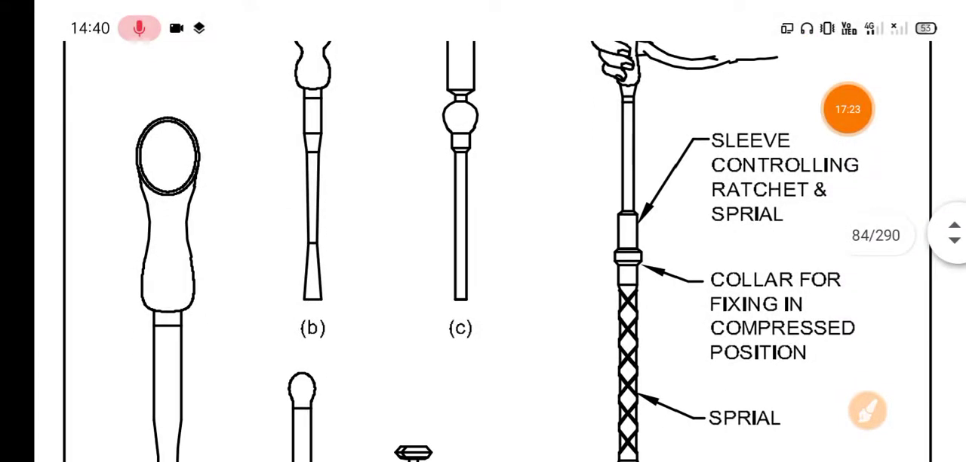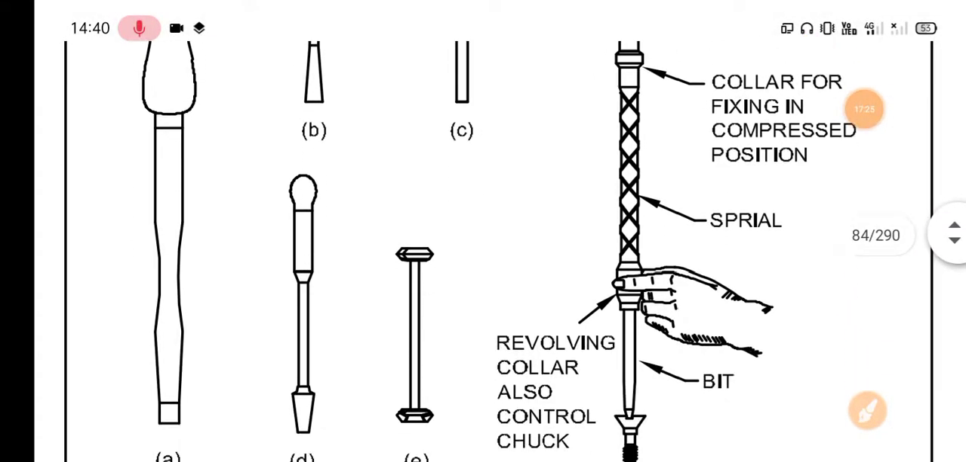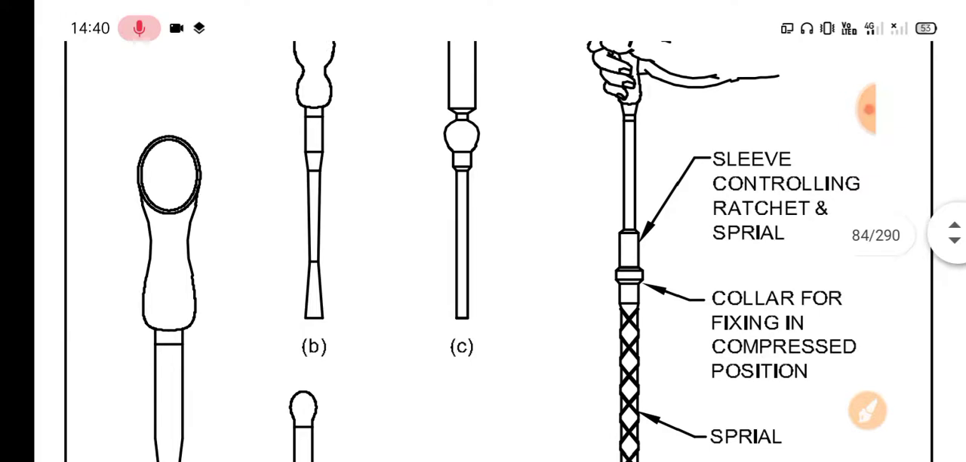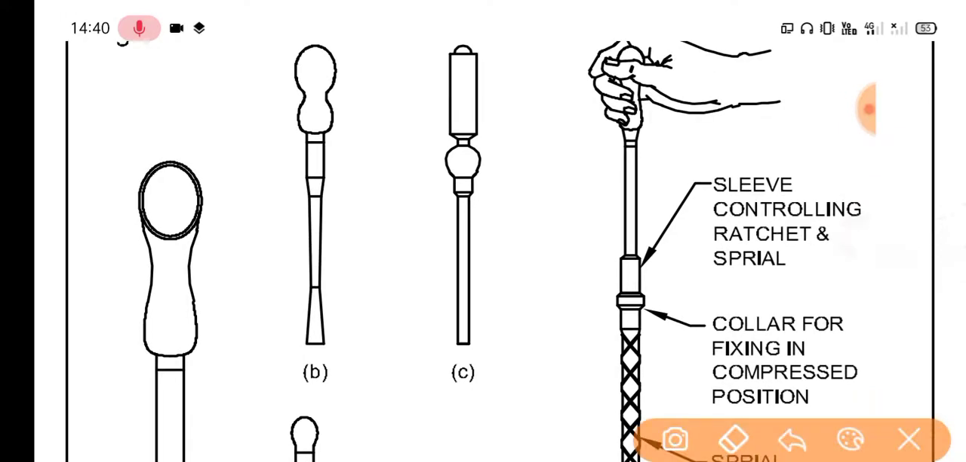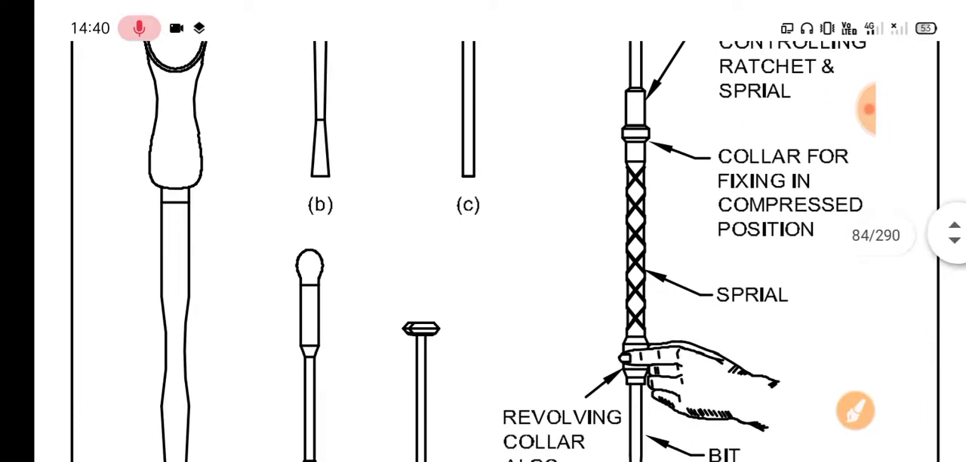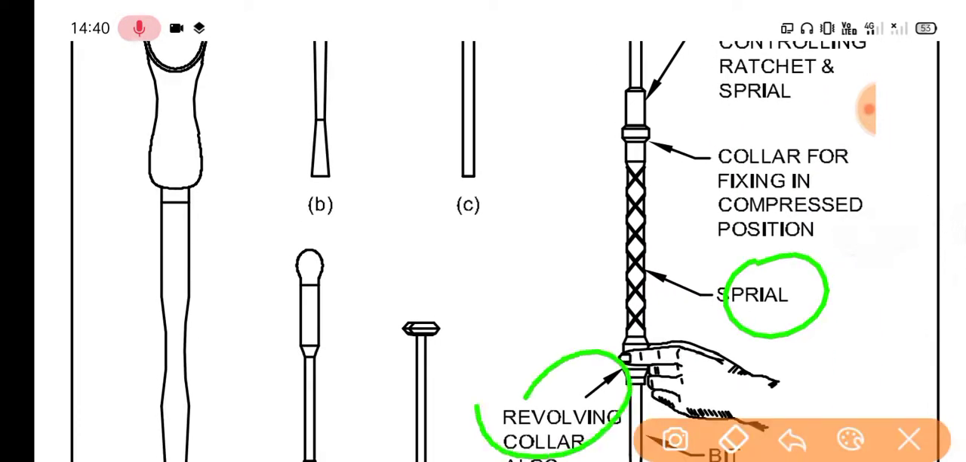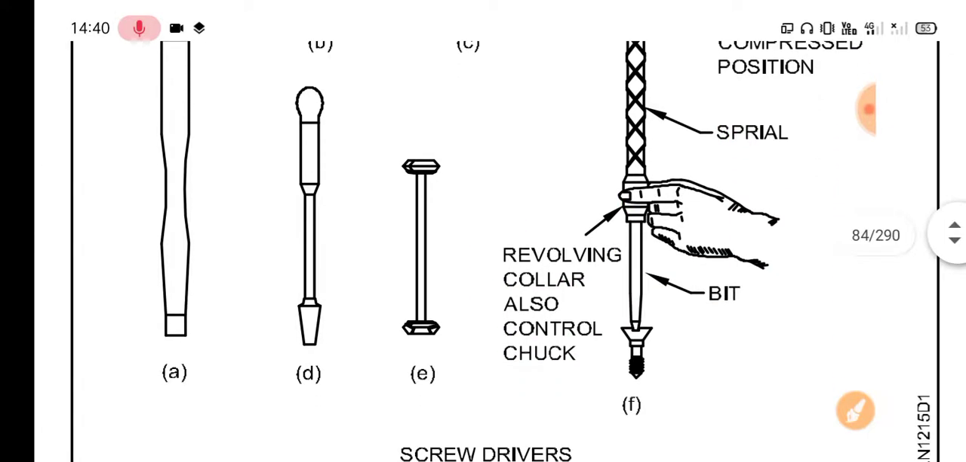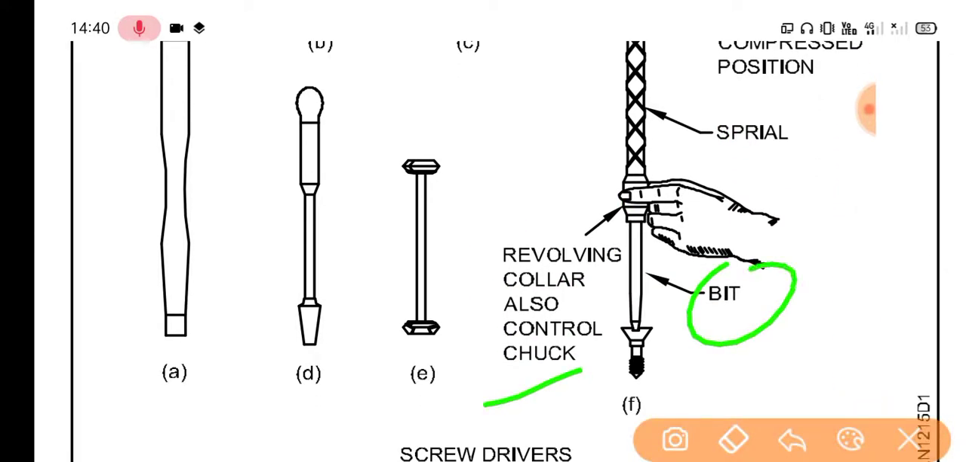This picture shows the parts. This is the sleeve, control ratchet and spiral, collar for fixing the compressed position, and a spiral revolving collar, also the control chuck bit and screwdriver.